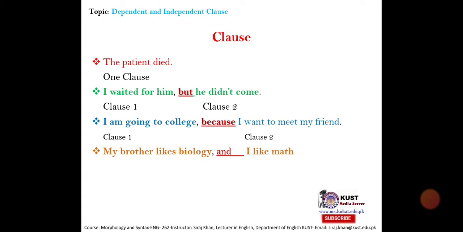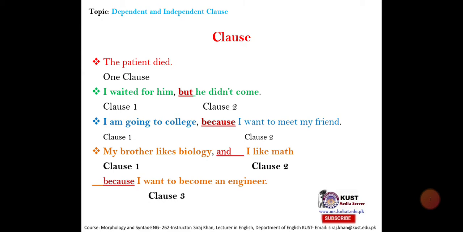My brother likes biology and I like math. My brother likes biology. Here, one independent clause connected by and, a coordinating conjunction. I like math. The second independent clause. Because I want to become an engineer is the third clause. So two independent and one dependent clause, because we have got a dependent marker, because I want to become an engineer. So the third clause is the dependent clause.